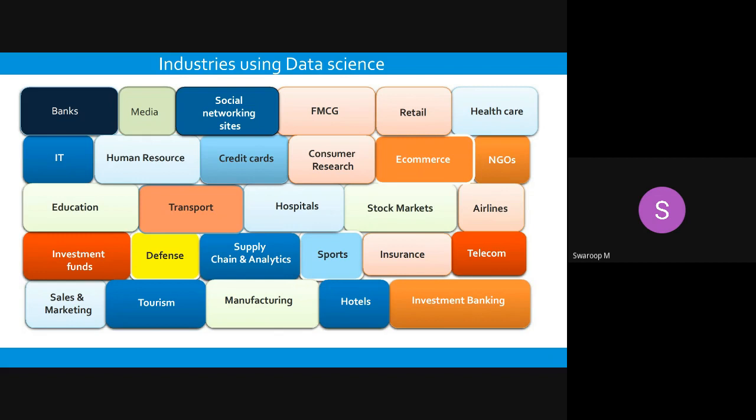Okay, and media, social networking sites like Facebook, how we know how Facebook is utilizing our data, and we are making more information.